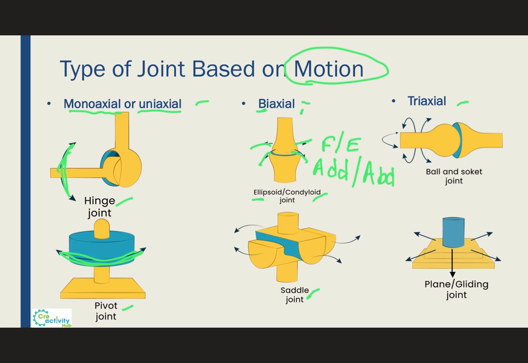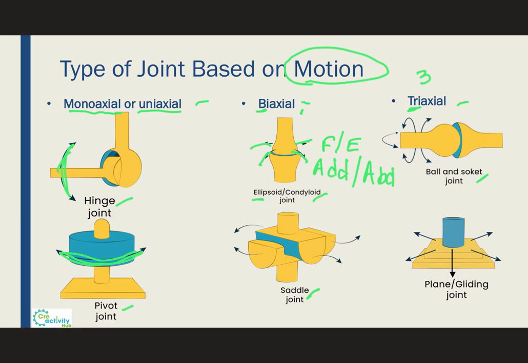Lastly, we have what we call the triaxial joint. And these joints will allow movement in 3 different directions or axes. And this will provide, like I said, the most range of motion. And we have 2 examples, the ball and socket joint, like the shoulder and the hip joints, which will allow rotation, bending, and lateral movements.